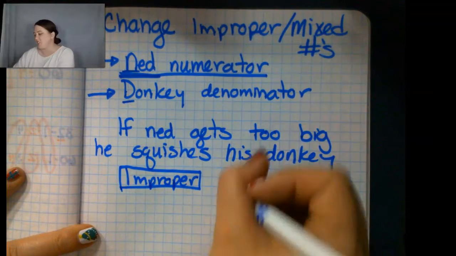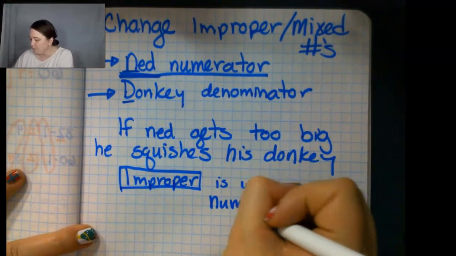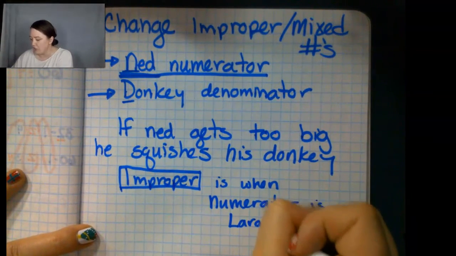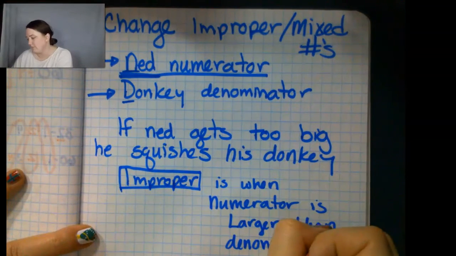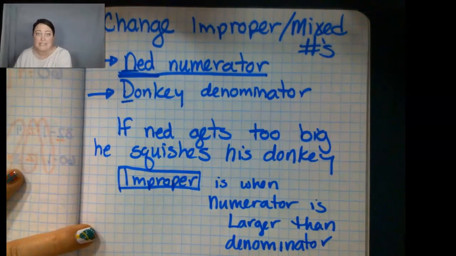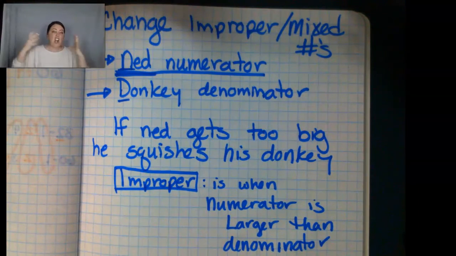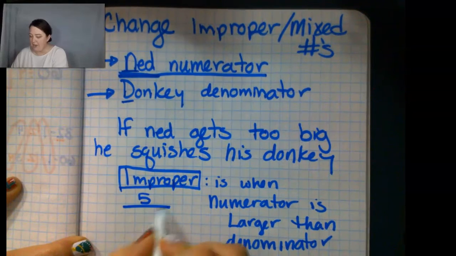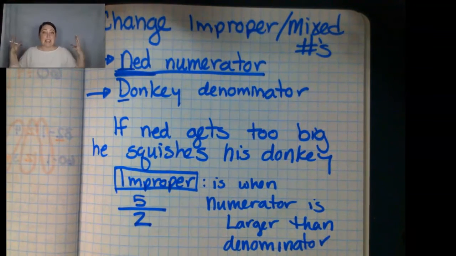So an improper fraction is when the numerator is larger than denominator. Doesn't matter how large, how much larger it is. It is improper when the numerator is larger than the denominator. So if my numerator is 5 and my denominator is 2, 5 is bigger than 2. It is improper.